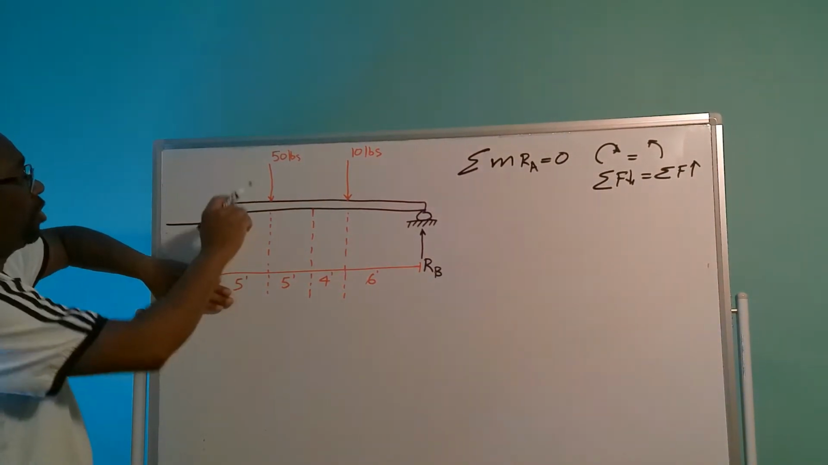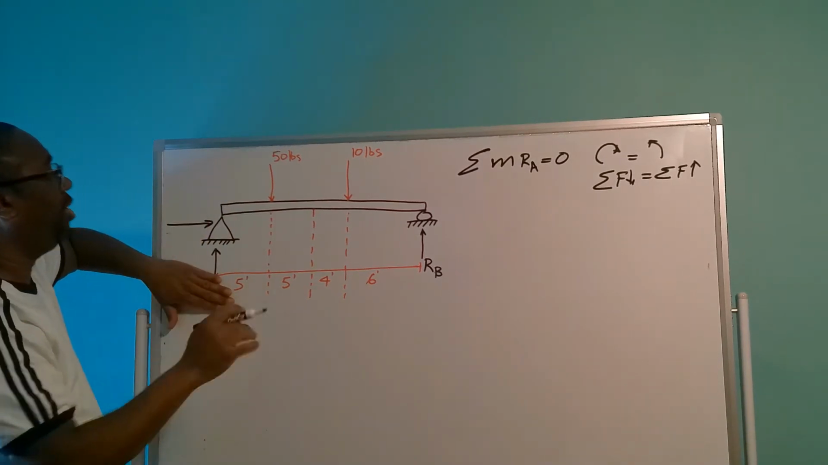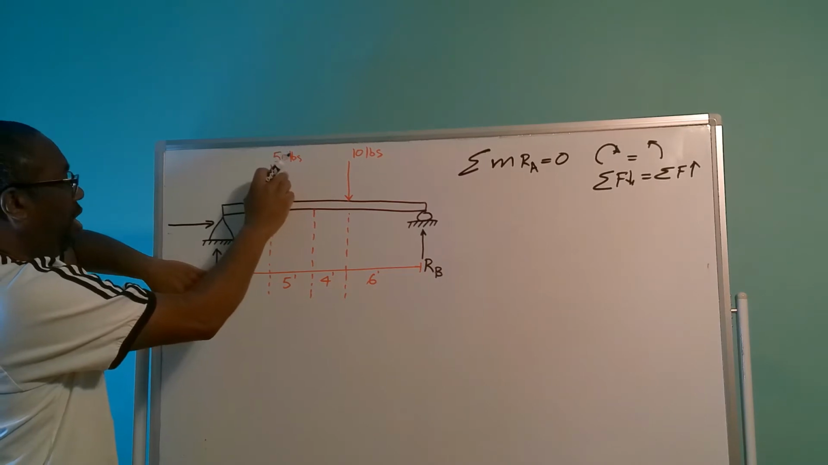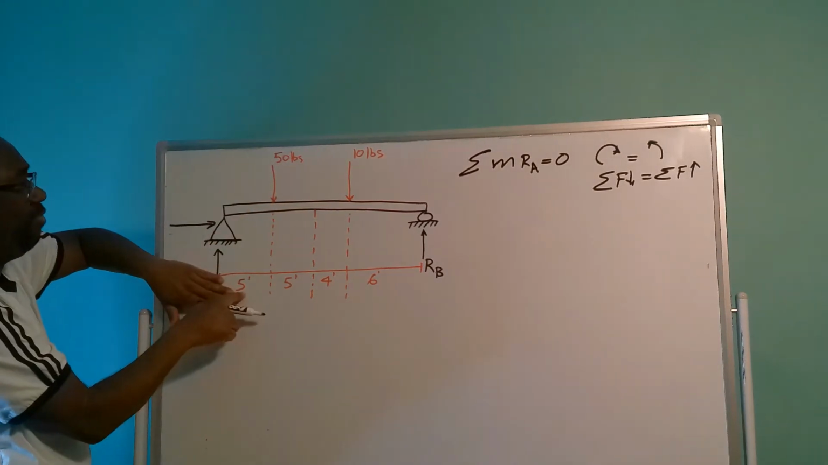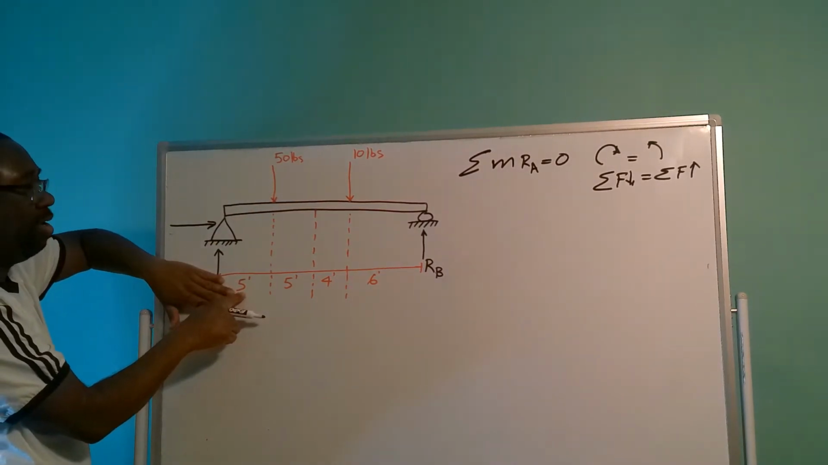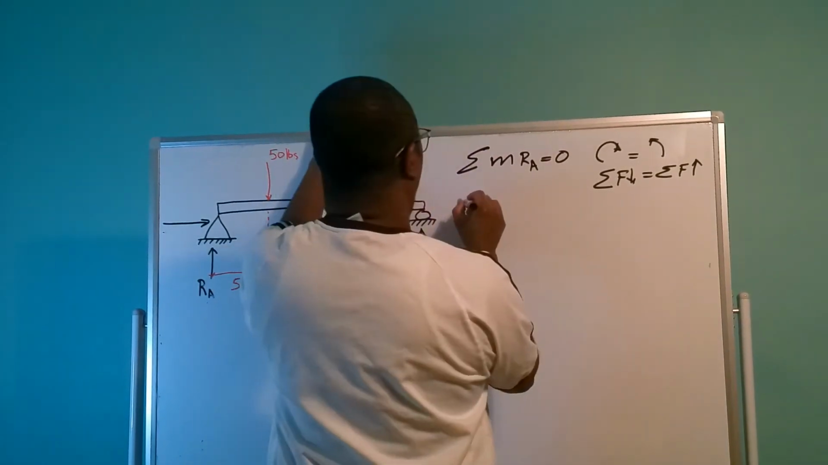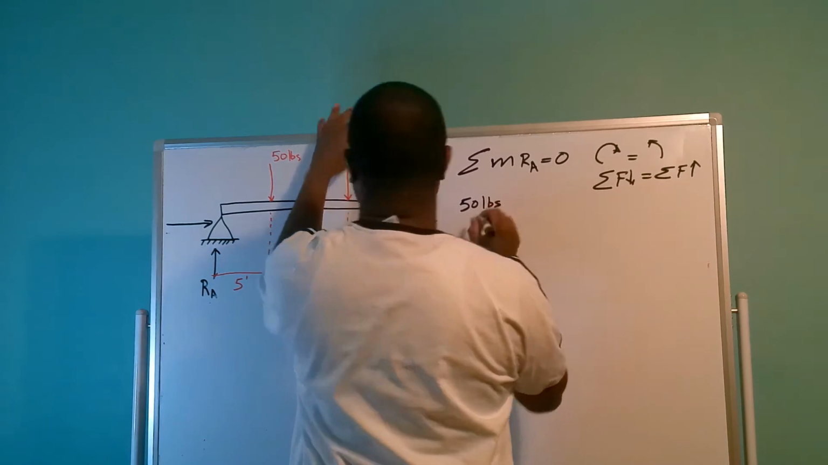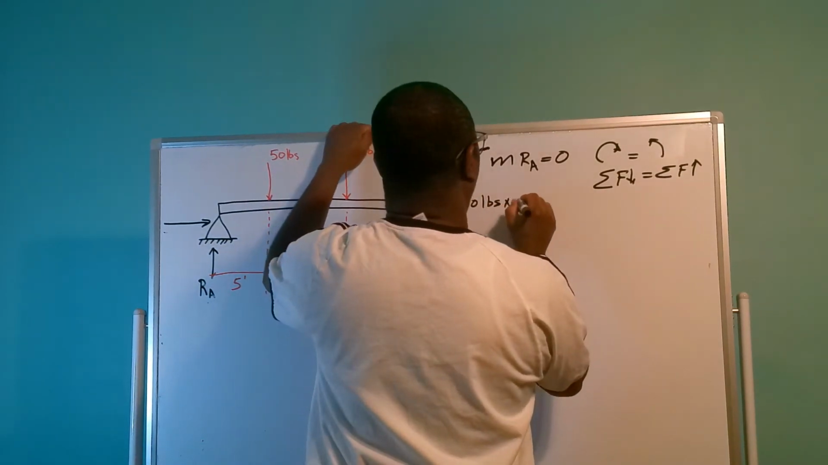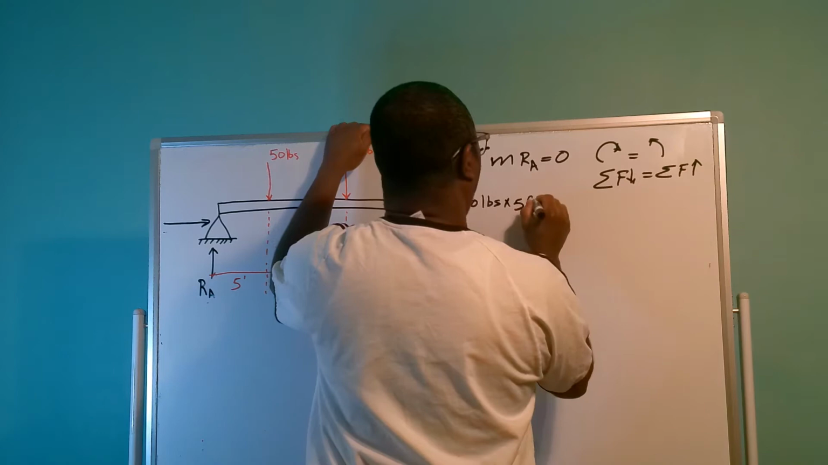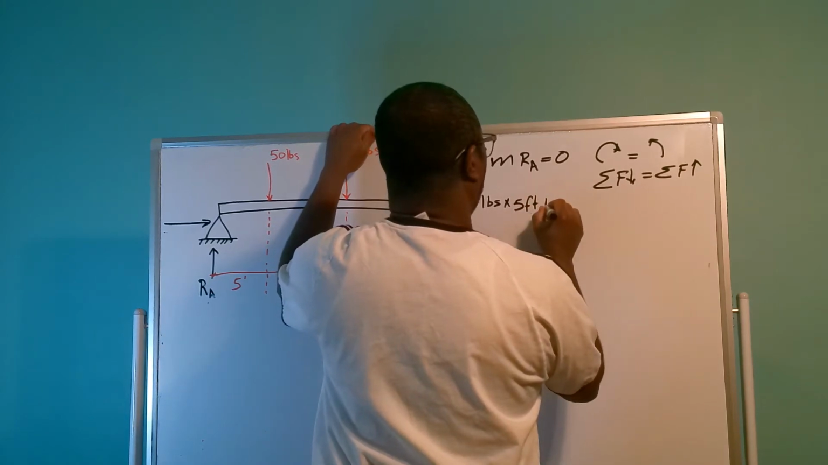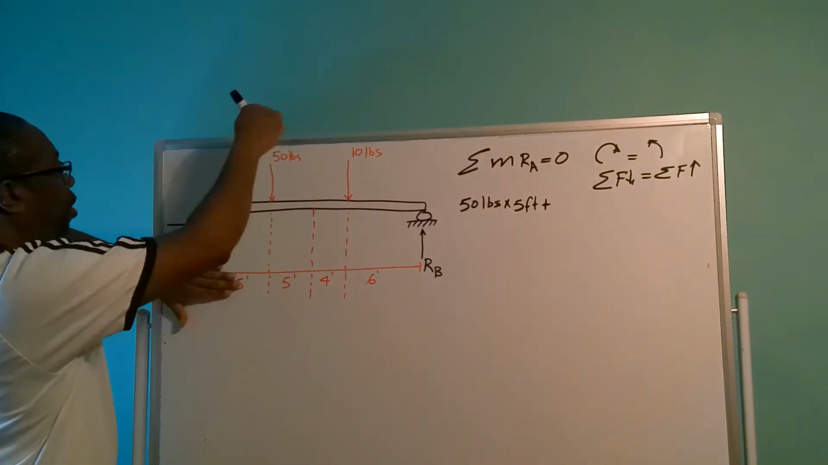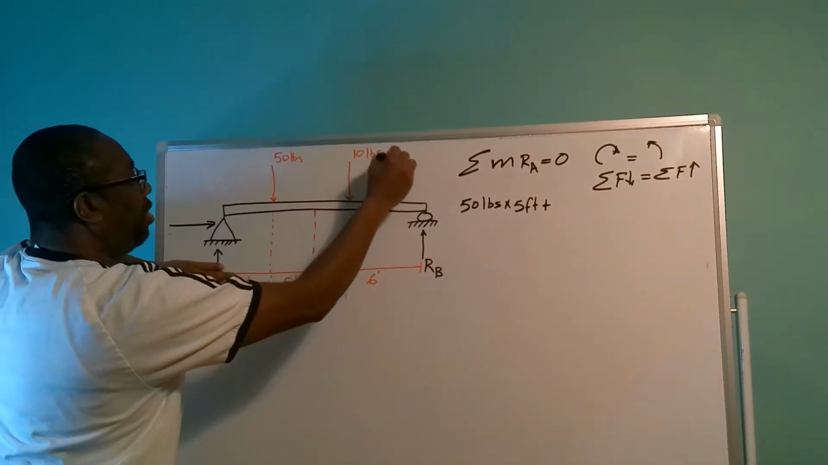So the first load that we are going to deal with is this 50-pound load here. And this 50-pound load is acting 5 feet away from RA. So our first moment is going to be 50 pounds times 5 feet, plus, and this 50 pound here is turning the beam clockwise.